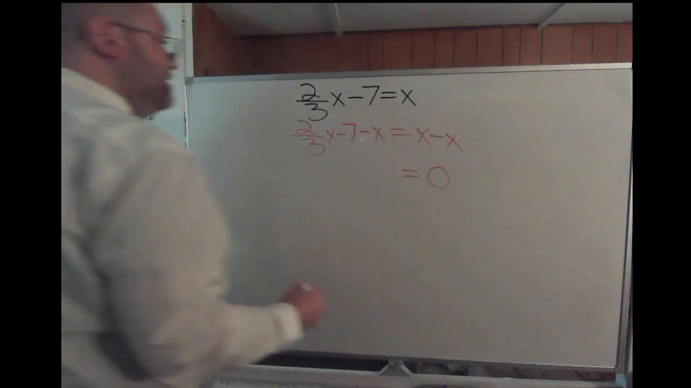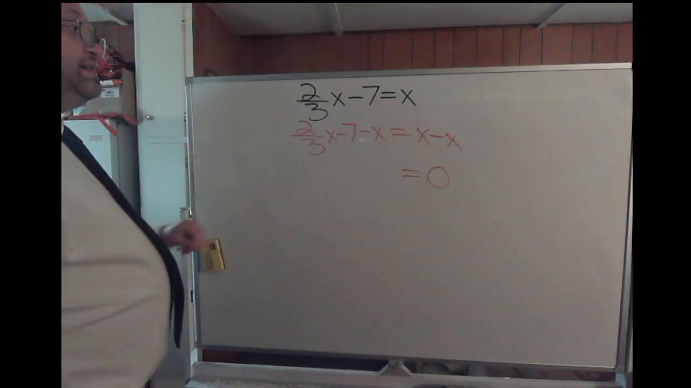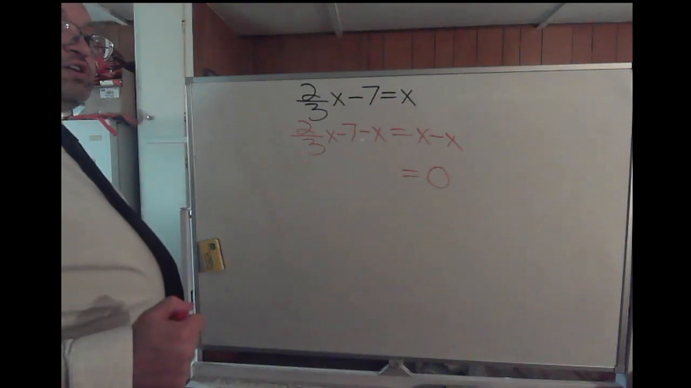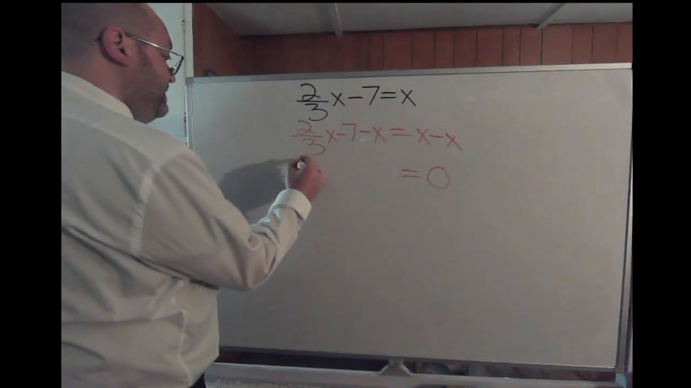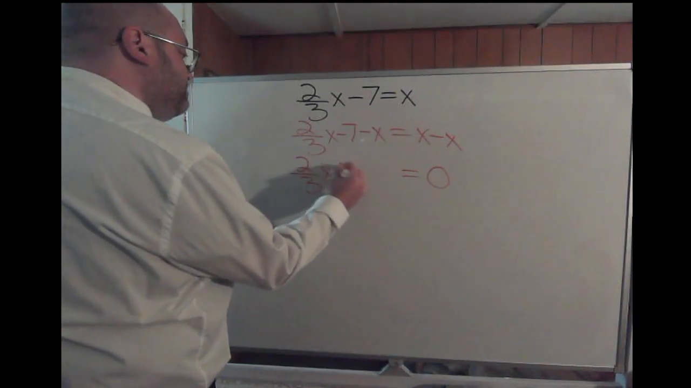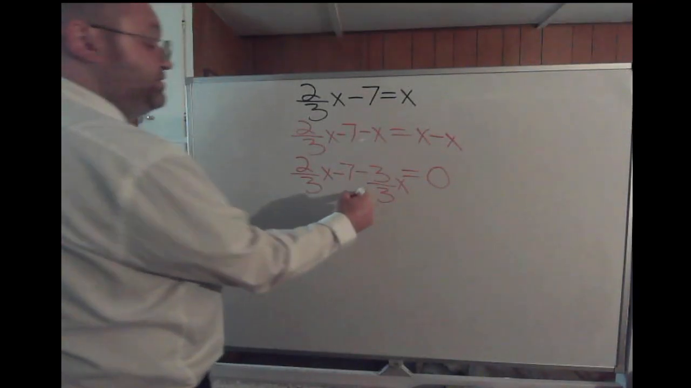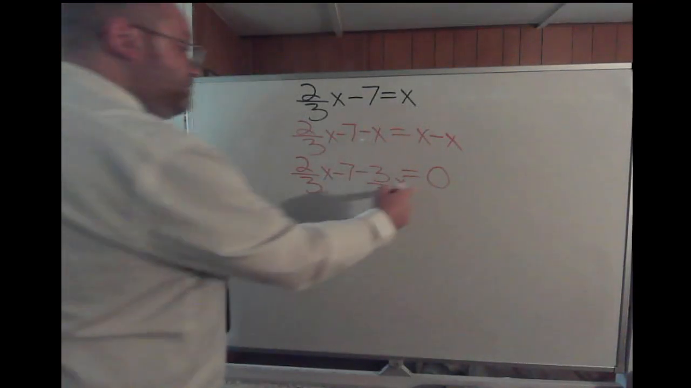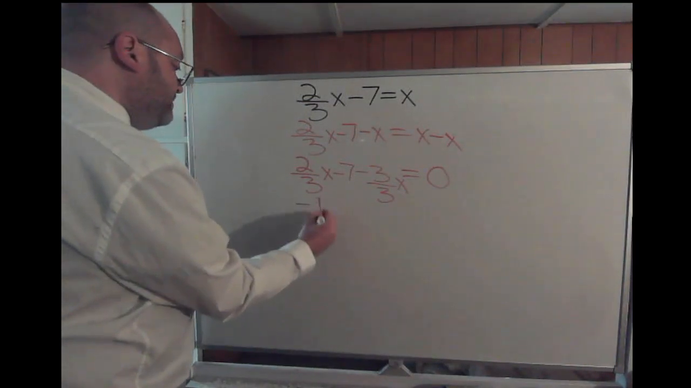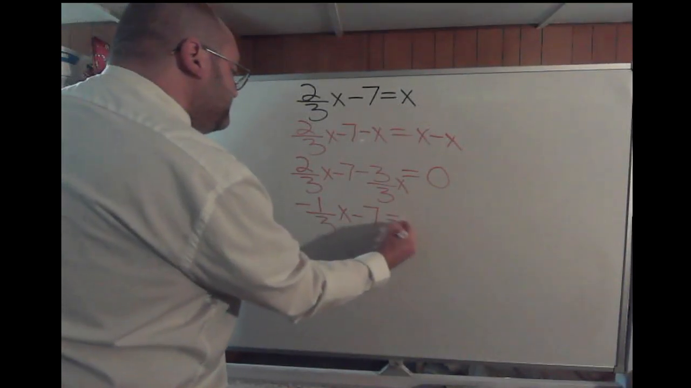The left hand side though, so we got 2/3 x minus x. That coefficient's a 1. If you want to have a denominator of 3 to make the coefficient a 1, it'd be 3/3, would it not? So you would have 2/3 x minus 7 minus 3/3 x, because 3/3 is also 1. That'd be equal to 0. Do the left side, 2/3 minus 3/3, that's going to be negative 1/3. So you have negative 1/3 x minus 7 equals 0.